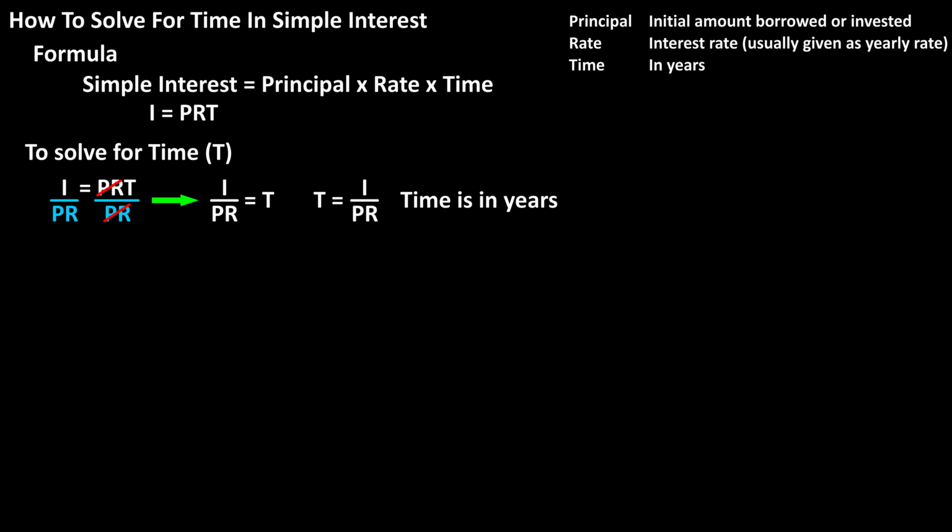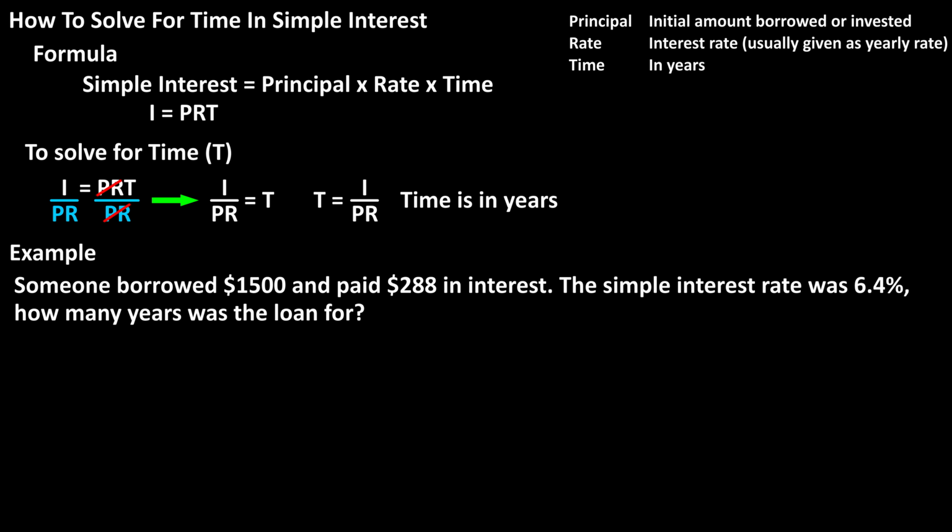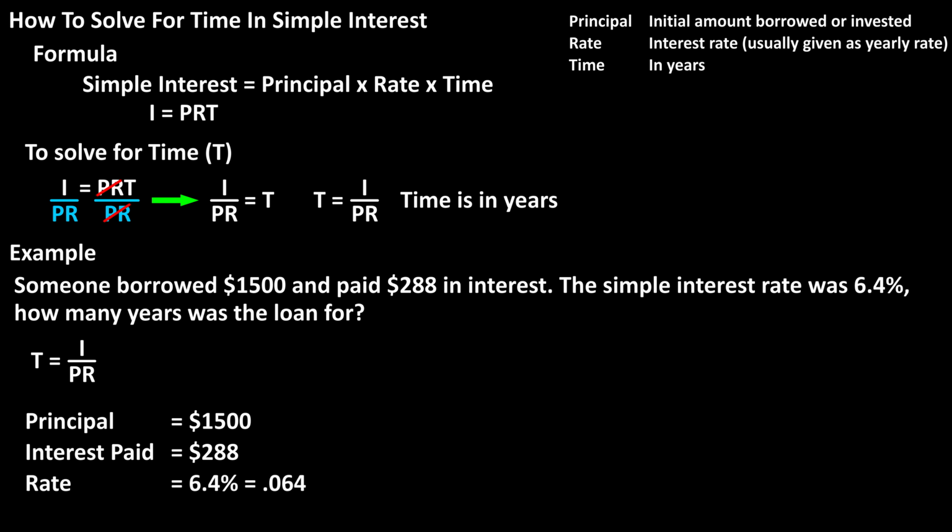As an example, let's say that someone borrowed $1,500 and paid $288 in interest. The simple interest rate was 6.4%. How many years was the loan for? Using our formula of time equals interest divided by principal times rate, the principal or initial amount borrowed was $1,500. The interest paid was $288, and the rate is 6.4%, which we must convert to a decimal. And to do that, we move the decimal 2 places to the left to get 0.064.